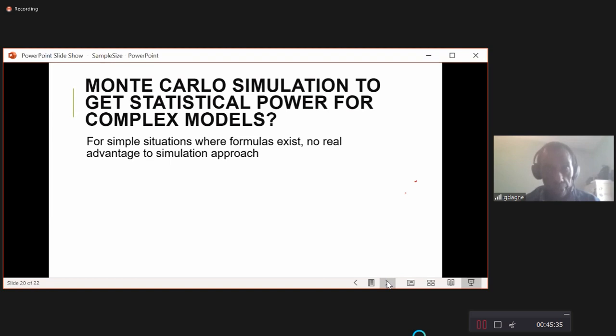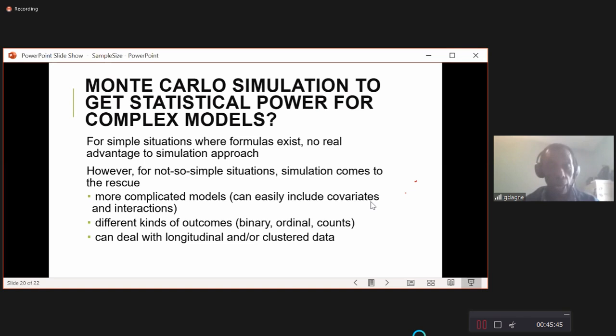So as I said, for simple situations where formulas exist, there is no real advantage to simulate, because those things are available. However, for not so simple situations, simulation comes in. Simulation is important. For example, more complicated models can easily include covariates.